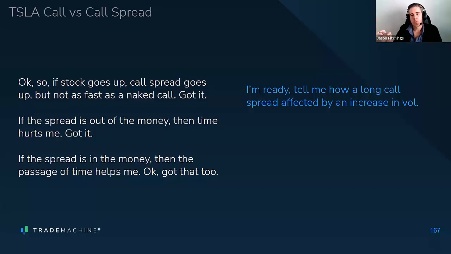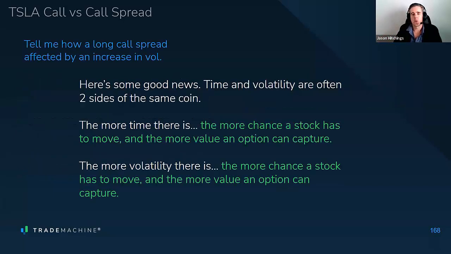So now let's talk about how implied volatility and volatility affect your call spread. We just talked about time, but how does vol change it? Here's the good news, because that topic that we just covered is fairly dense. It's a lot to take in. The good news is that vol and time are really two sides of the same coin.